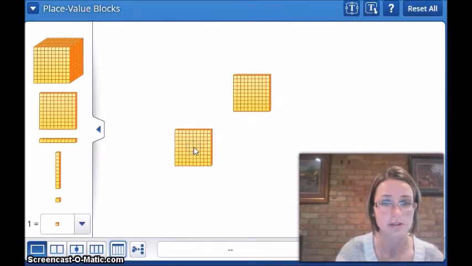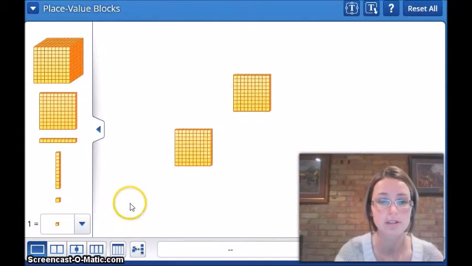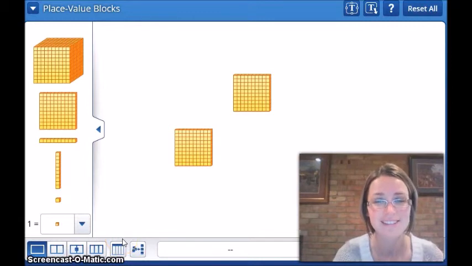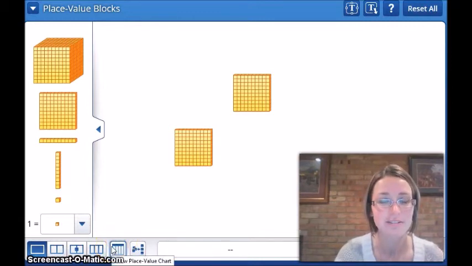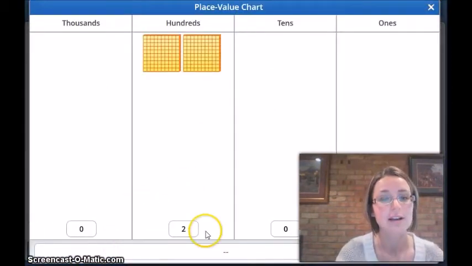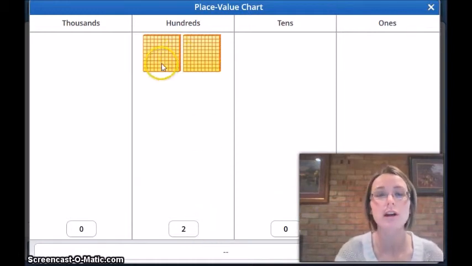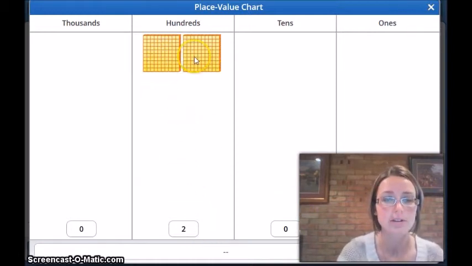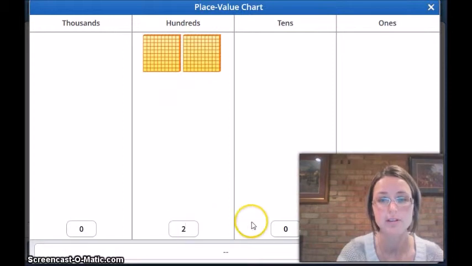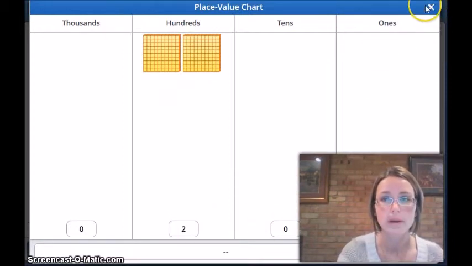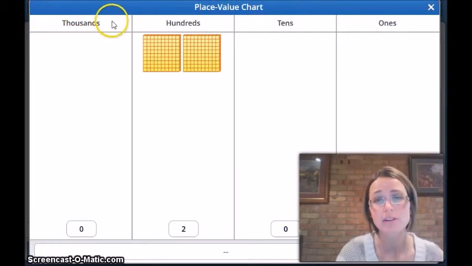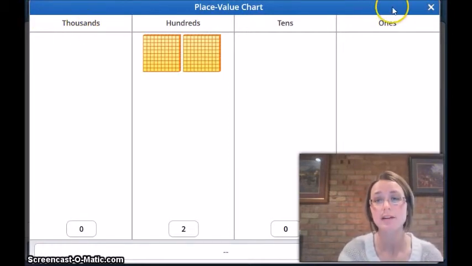All right, let's drag 2 over. And let's see the value of 200 square. What do you think it is? Let's see if you're right. If you said 200, you are correct. The value of 2 hundred squares is 200. We are not looking at thousands right now. We will actually be looking at thousands next week.